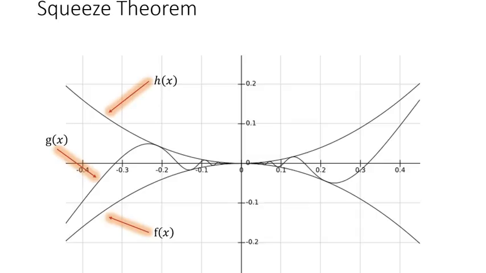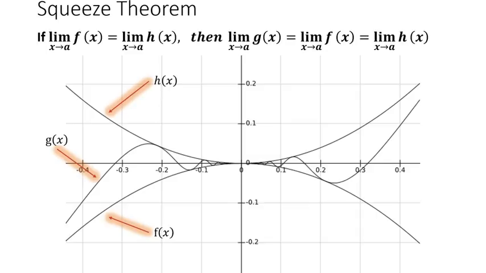All the theorem says is that if the outside functions both approach the same y value at a certain x value, then the middle function also has to approach that y value at that x value. So when we look at this graph, it's clear that the outside functions at x equals 0 both approach a y value of 0. Therefore, g of x, which is sandwiched or squeezed in between the outside functions, must also approach y equals 0 at x equals 0. That's all the squeeze theorem is.